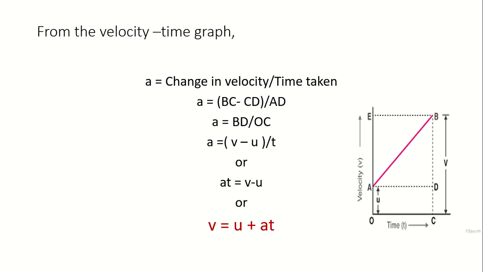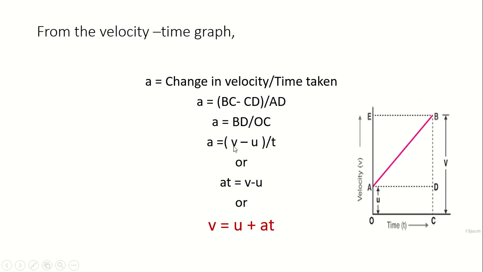And here comes the graph once again. Now I think it is easy to understand for you. See, acceleration is change in velocity upon time taken. So change means final minus initial. So final velocity is BC, that is v, right? We have written here v. And the initial velocity, it was CD. So this is the value small u. This is having the value small u.